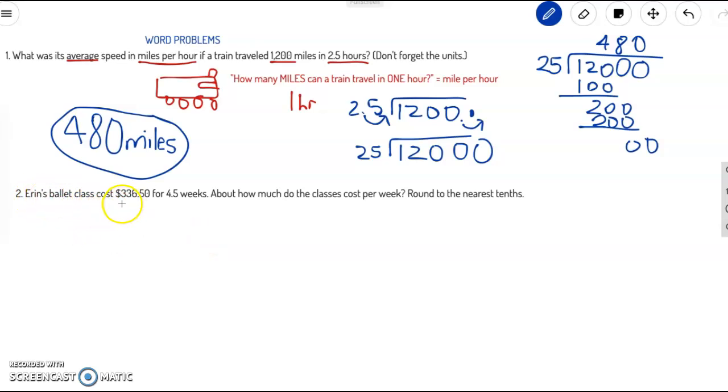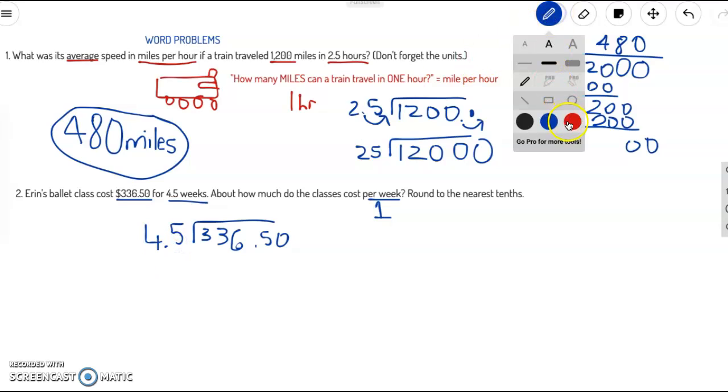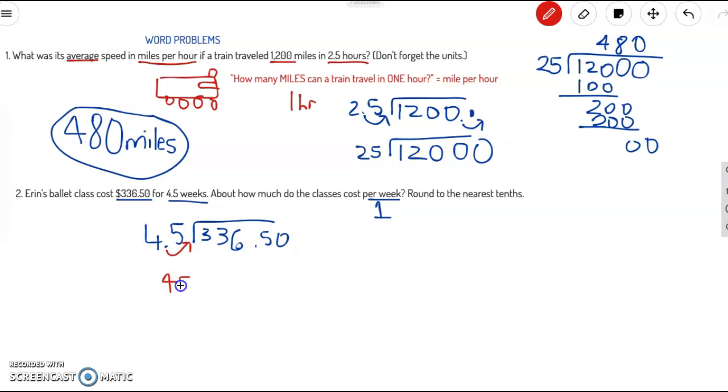Erin's ballet class cost $336.50 for 4.5 weeks. Then how much do the classes cost per week? So again, think of this as 1 week. So if it costs this much in 4.5 weeks, how much would it cost in 1 week? Yes, that's right. We do have to divide again. So we're going to be doing 336.50 divided by 4.5. We got a decimal divisor again. So let's go ahead and change this to a whole number. Bring the decimal point once to the right. That becomes 45.